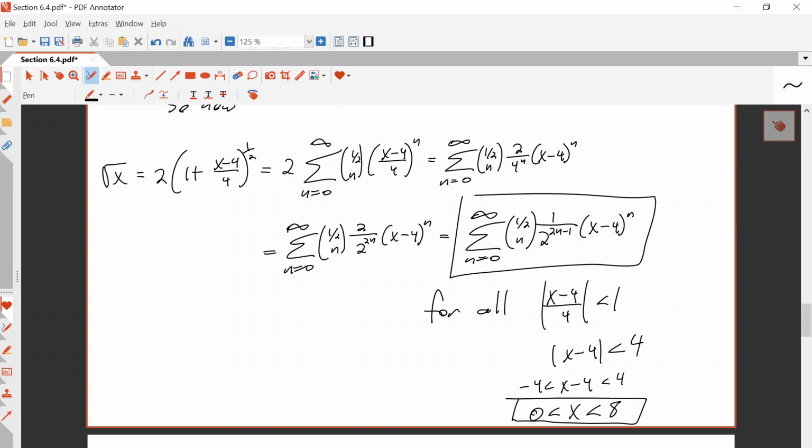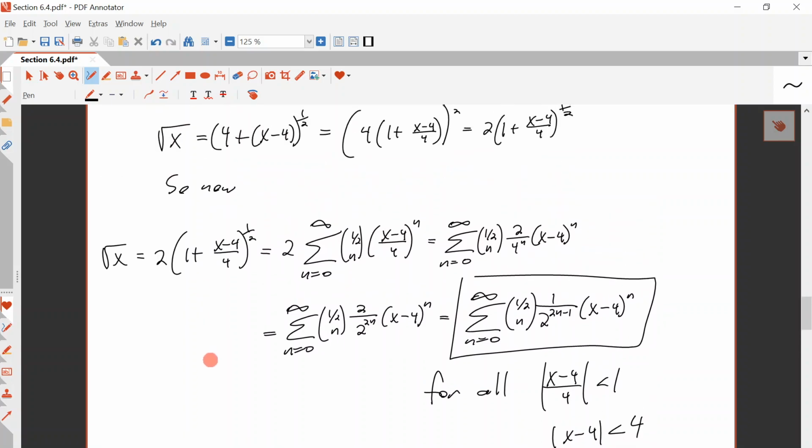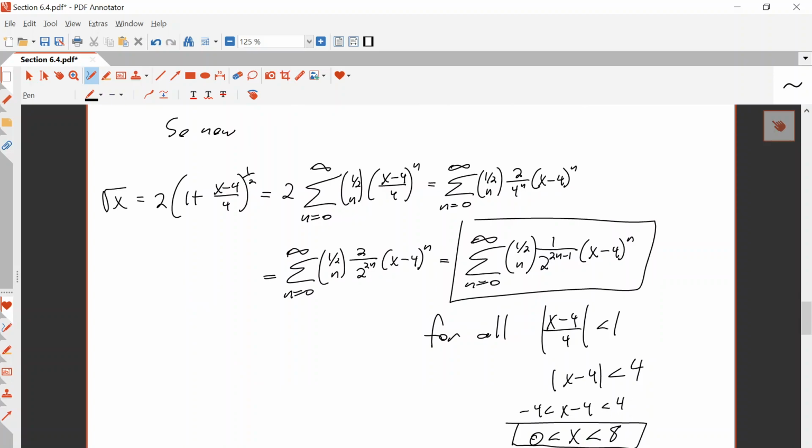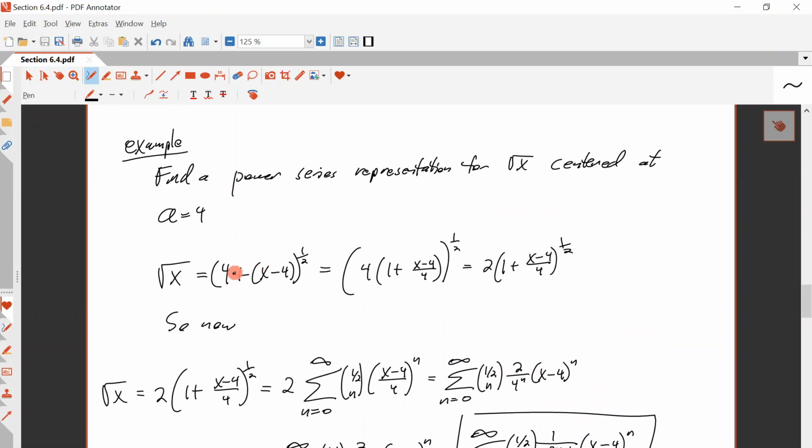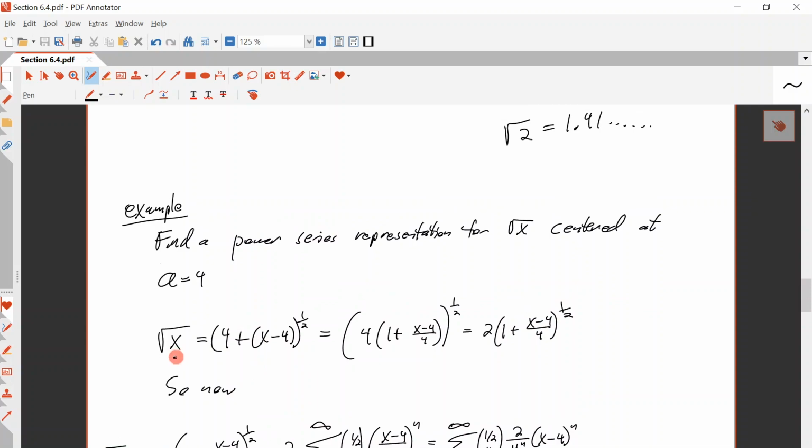Okay? So that basic form for the binomial series centered at 0 can be modified in lots of very different ways to get power series expressions for all kinds of other functions, like just square root x centered at 4. So I need an x minus 4 in there, so I just write 4 plus x minus 4, and it should be a plus. Let me factor out a 4.